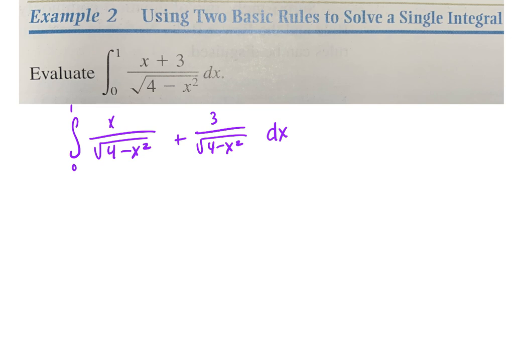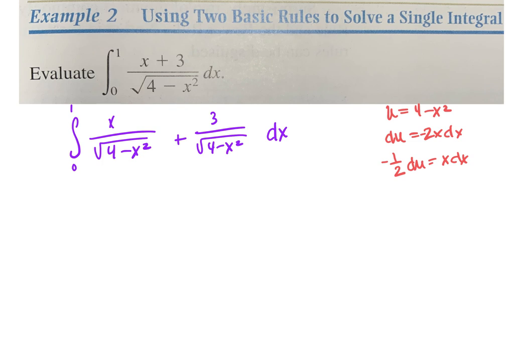So if I look at this first one, my u would be 4 minus x squared. My du would be negative 2x dx, right? I don't want a negative 2. I want just a 1. So if I multiply both sides by negative 1/2, then I will get my x dx, which is what I'm looking for.